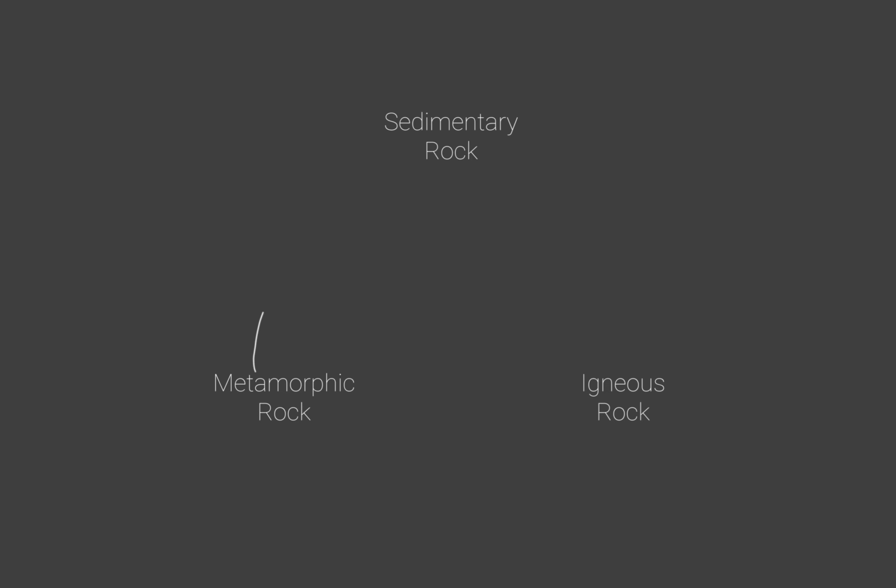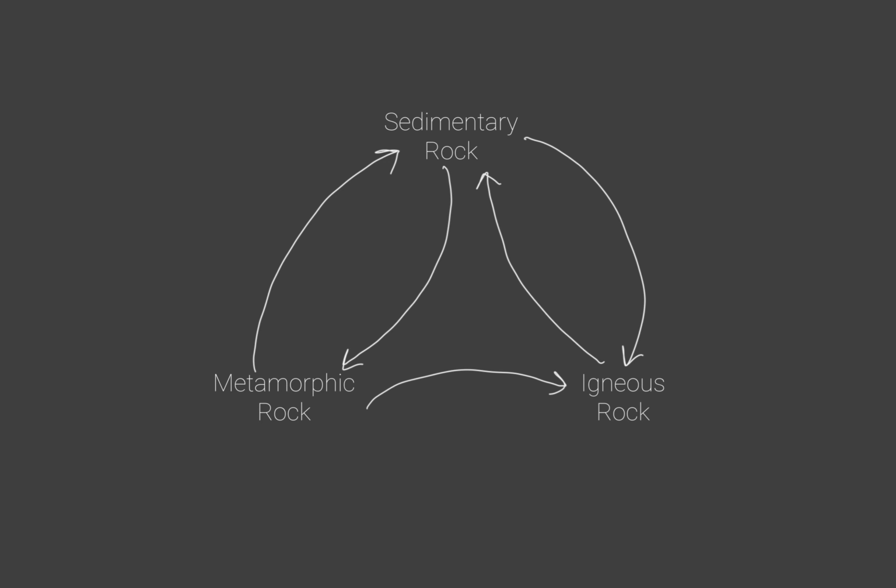So we need an arrow going from metamorphic rocks to sedimentary rocks. We need an arrow going from sedimentary rocks to metamorphic rocks. An arrow going from igneous rocks to sedimentary rocks. An arrow going from sedimentary rocks down to igneous rocks. We need an arrow going from metamorphic rock to igneous rock, and an arrow going from igneous rock to metamorphic rock.